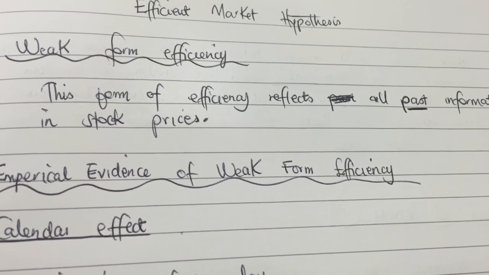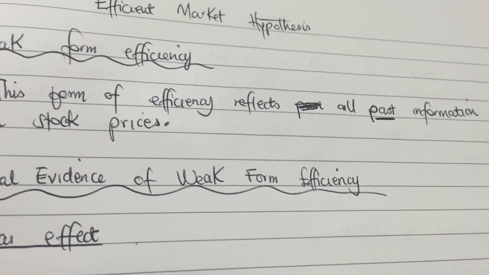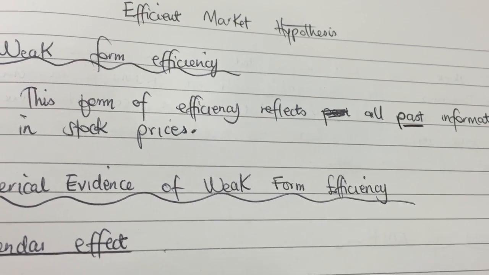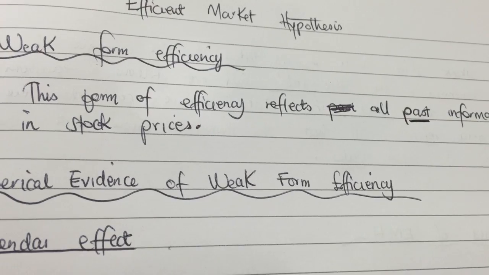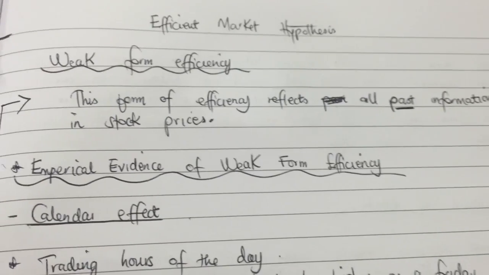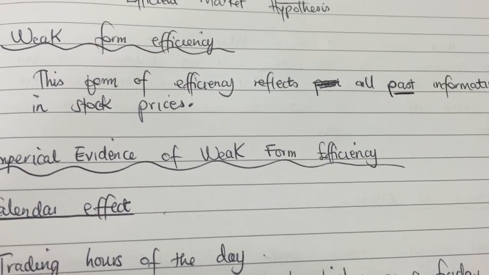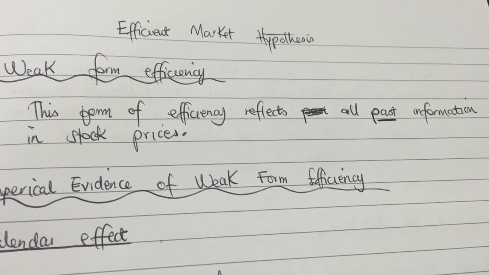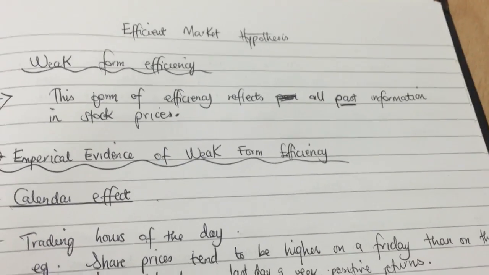This form of efficiency is the kind that reflects all past information in stock prices. So anything that is in the past, just remember that keyword. This form of efficiency reflects all past information in stock prices. So let's say maybe 2 weeks ago, you're looking at those stock prices. That is a weak form of efficiency. Then now we are going to go to some examples of weak form efficiency.